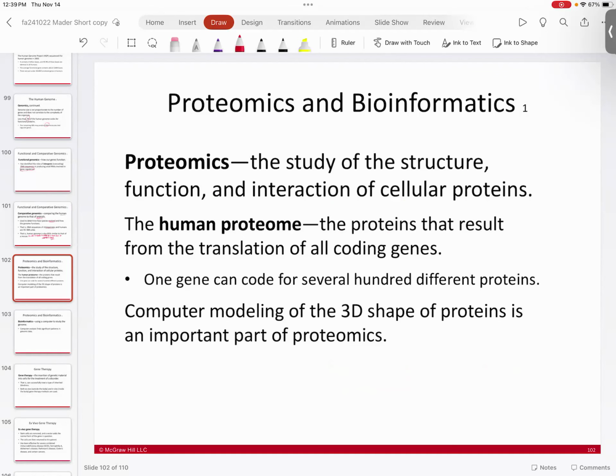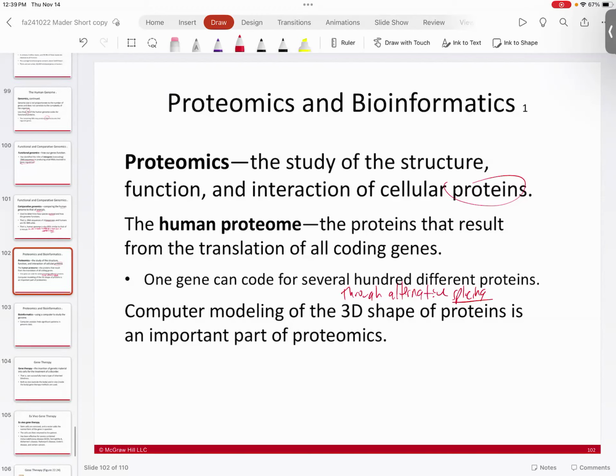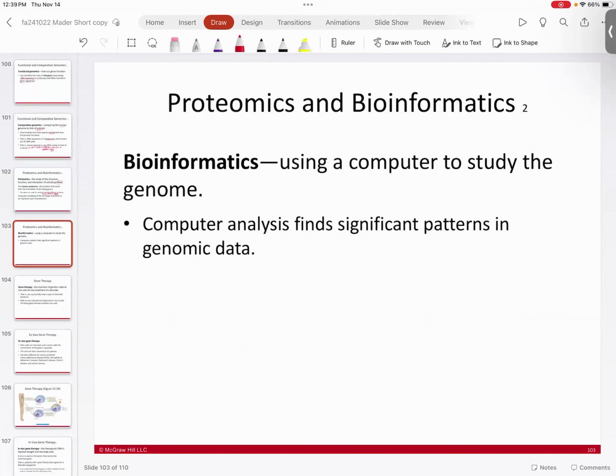So the field of proteomics is essentially the study of the structure, function, and pretty much everything associated with proteins, right? And so we have a term for that: essentially the lump sum of all the proteins in the cell. One gene, for instance, can code for several hundred different proteins. That's through alternative splicing. We talked about that earlier. And other mechanisms, but alternative splicing is a big one. And we're now just at a point where we can use 3D modeling, computer modeling, to understand protein structure much more.